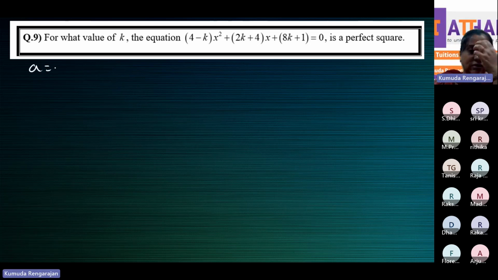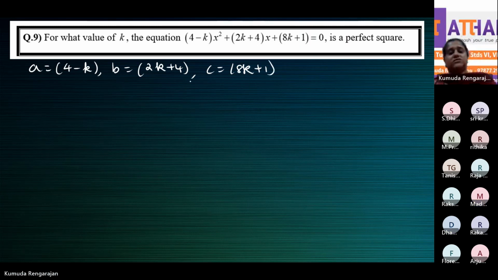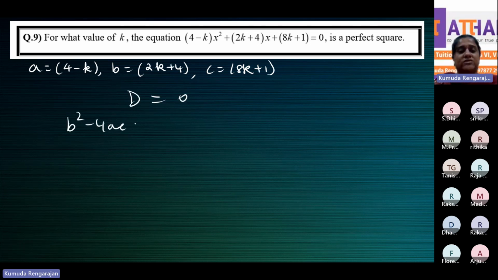So a is equal to, children? 4 minus k. b? 2k plus 4. Very good. c? 8k plus 1. Now it's a perfect square. That means d is equal to 0. That means b square minus 4ac is equal to 0. Work this and tell me the value or values of k.